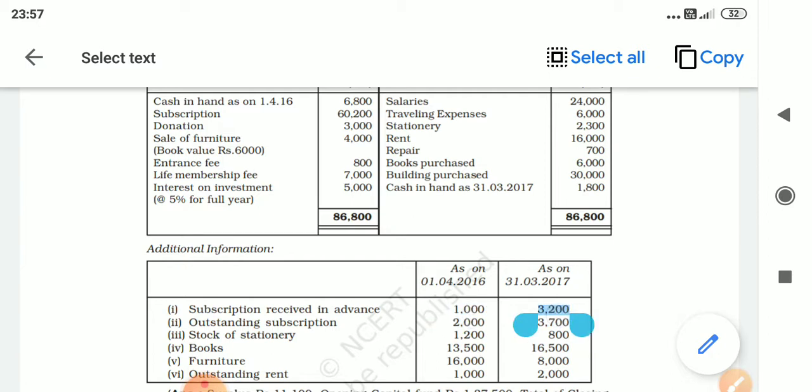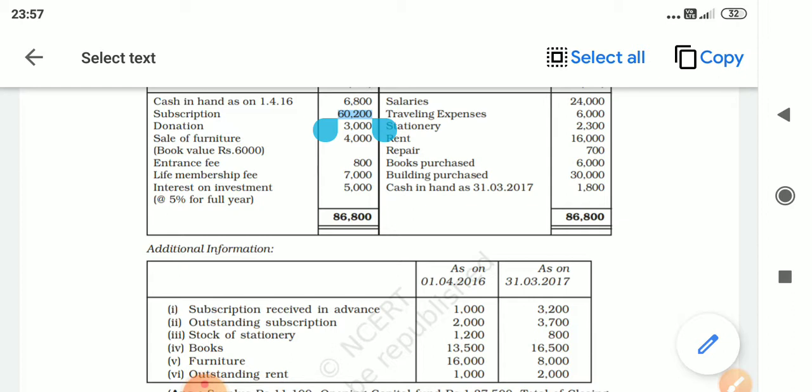Now I have already explained this in one of my previous videos. The treatment, I gave you a unique formula also. You have to incorporate that formula. This can be shown as a working note separately, or as a part of your income and expenditure account. Both the methods are correct. I prefer showing it in income and expenditure account. So subscription 60,200 will be shown in the inner column of income and expenditure account, income side.